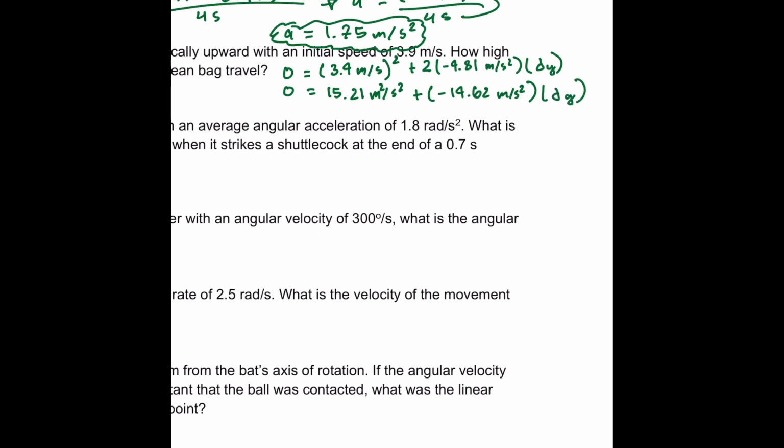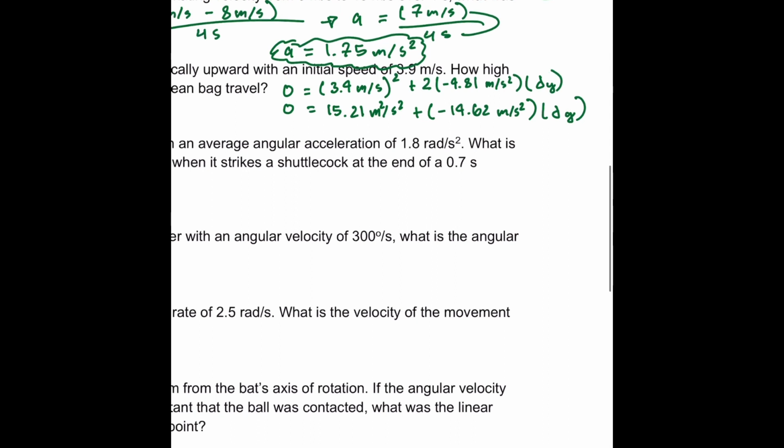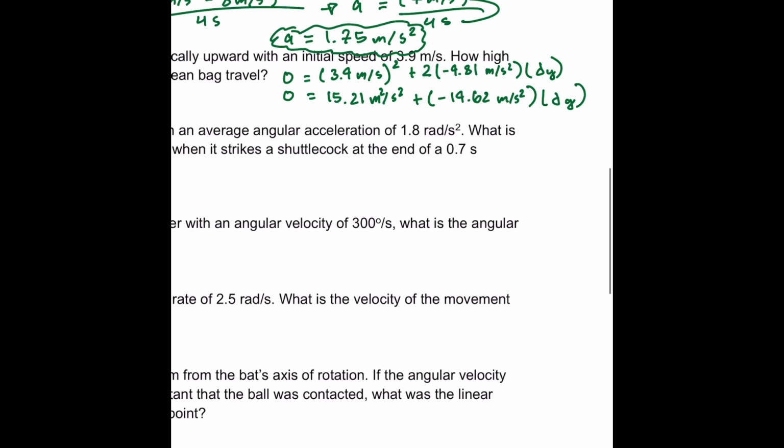Remember, we want to get 15.21 on the other side, so we simply subtract it from each side. Once we do that, these two cancel out, and let me move down here, but it's still the same equation: 15.21 equals negative 19.62 meters per second squared times the vertical distance.